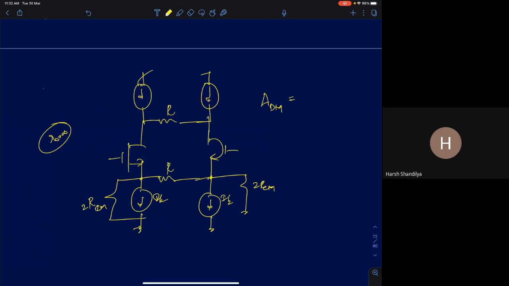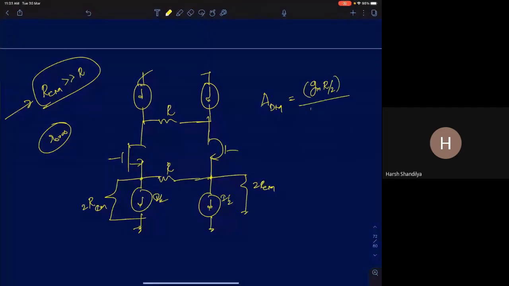See here, you can make one assumption. You can assume RCM is much greater than R. If you make that assumption, you get ADM as GM times R by 2 upon 1 plus GM times R by 2. Is that fine? This is your ADM for the circuit: GM R by 2 by 1 plus GM R by 2.